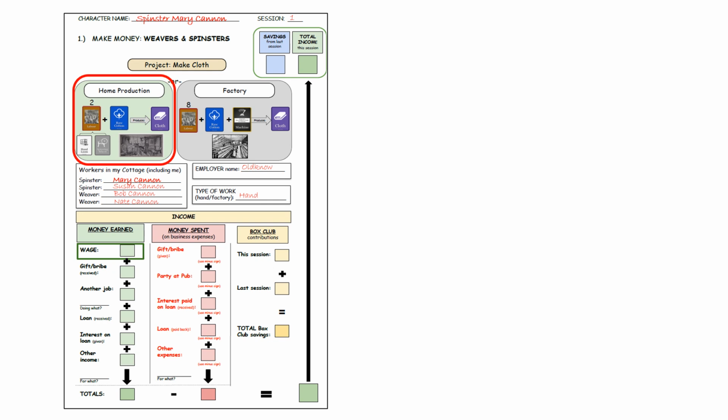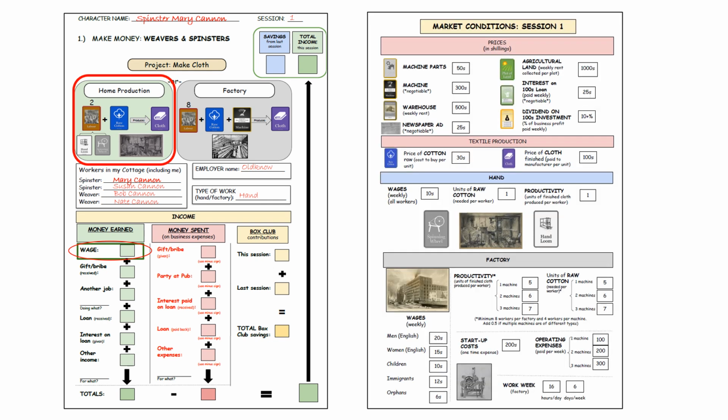Then she has to figure out how much money she's earned that session. All weavers and spinsters start out making a set wage. The employer comes to the cottage, picks up the finished cloth that was made last week, and pays a wage to the weaver or spinster, and then drops off raw cotton for next week. On the market conditions board is the average wage for hand production, which is 10 shillings, which Mary Cannon will put in the box there.